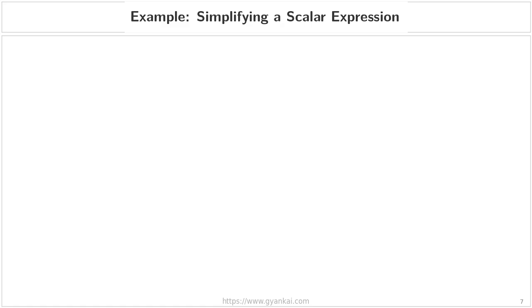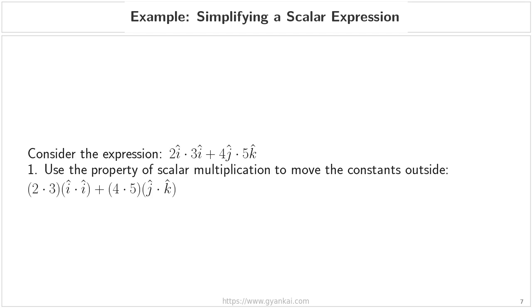Example: simplifying a scalar expression. Now that we have mastered the rules for multiplying unit vectors, let's put everything we've learned into practice with a concrete example. Take a look at this expression on the screen: 2i dot 3i plus 4j dot 5k. At first glance, it might look a bit cluttered, but if we follow a systematic approach, it becomes quite simple. First, let's use the property of scalar multiplication.